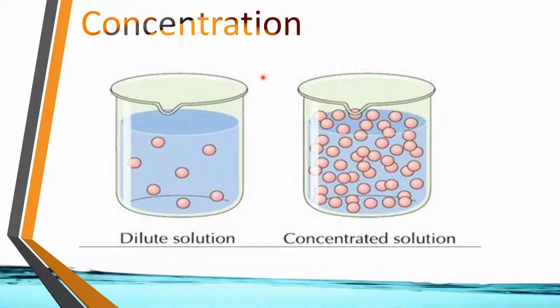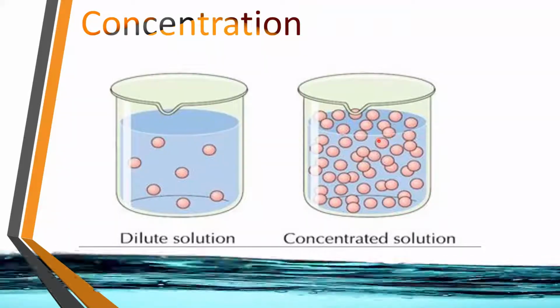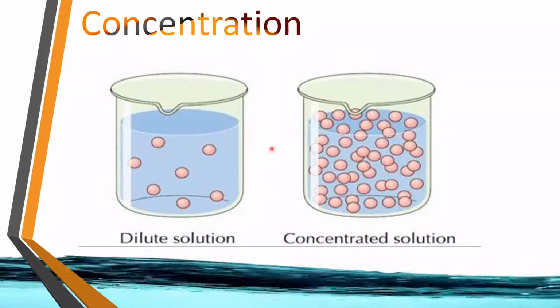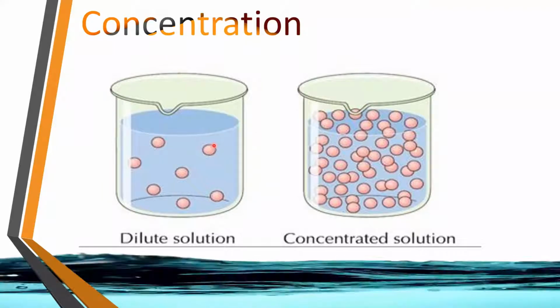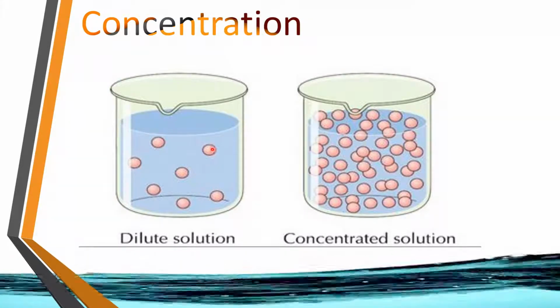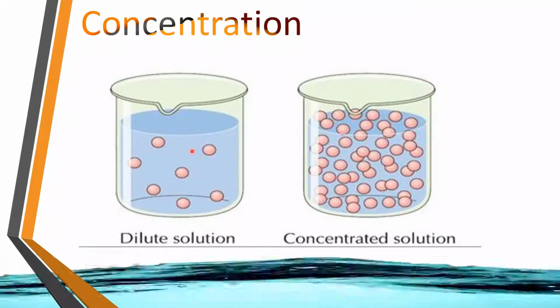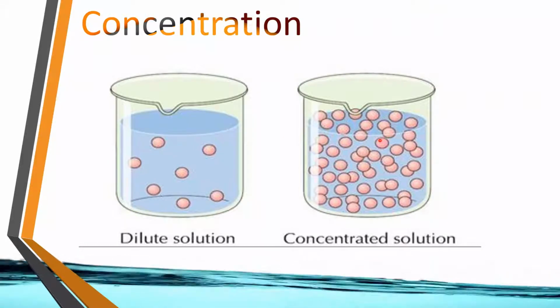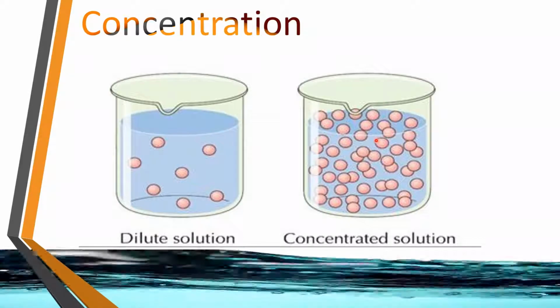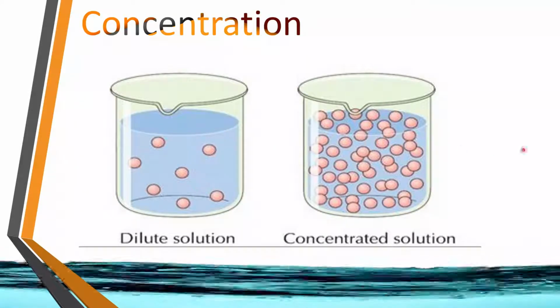One best way to understand dilute versus concentrated is through this picture, having the round particles representing the solute in a solution. The dilute has less solute and more solvent as compared to concentrated with much more amount of solute than solvent. Okay?